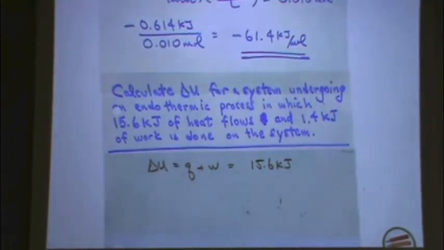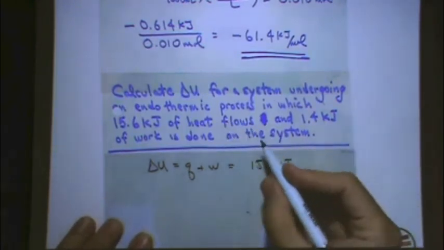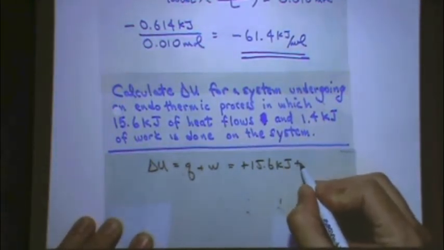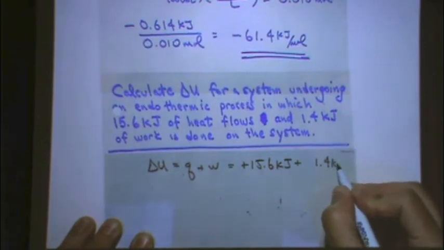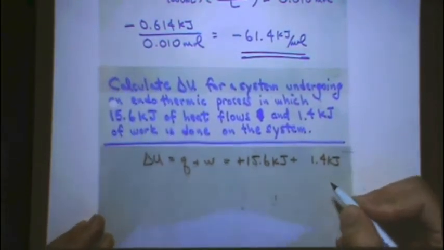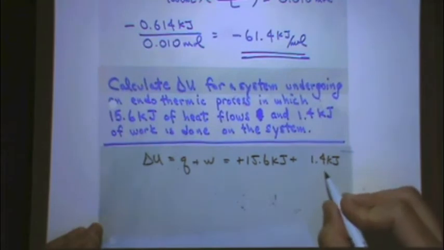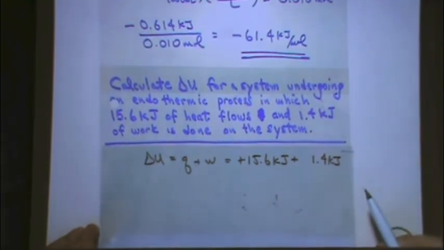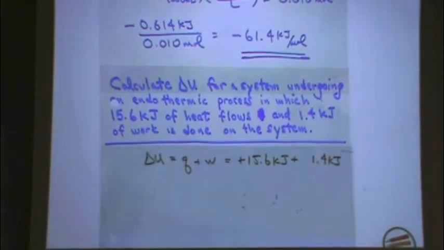It's endothermic. That means heat is going into the system. Okay? Endothermic was the key word to tell us this is a positive number. Then work, 1.4 kilojoules. Is that a positive or negative number? Is work being done on the system a positive or negative? Positive. It's done on the system, just receiving it.